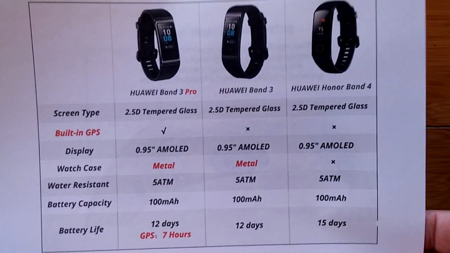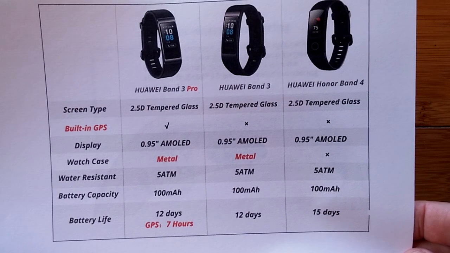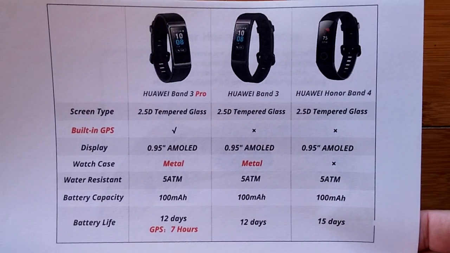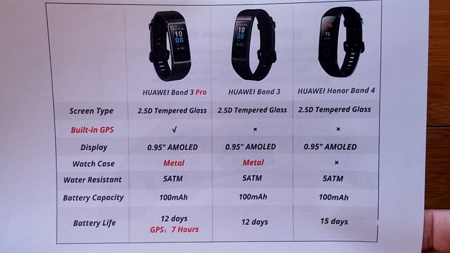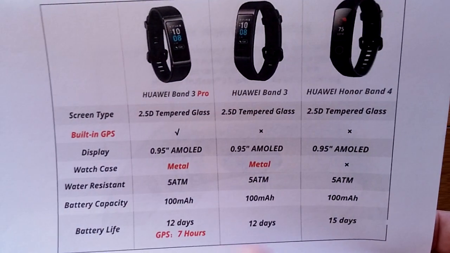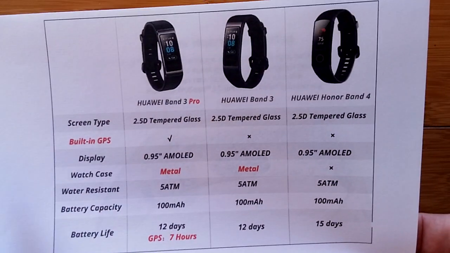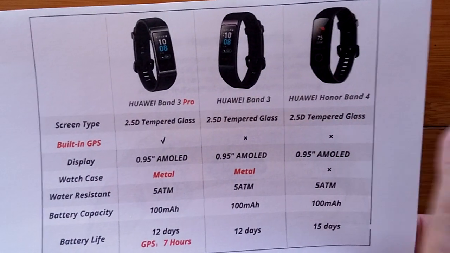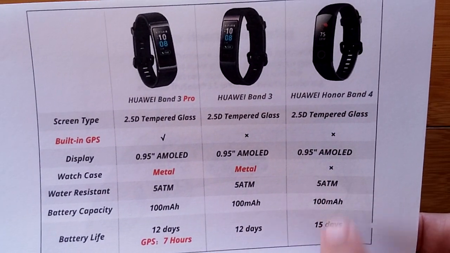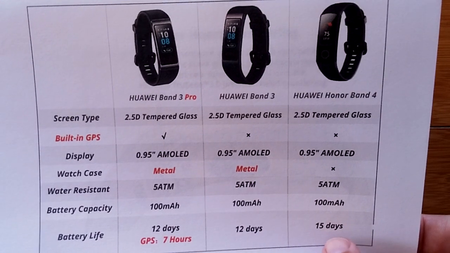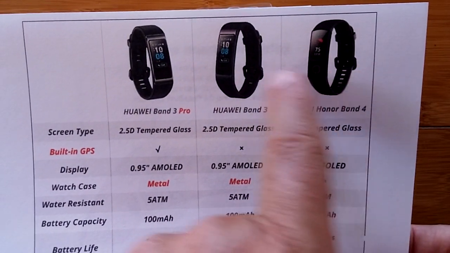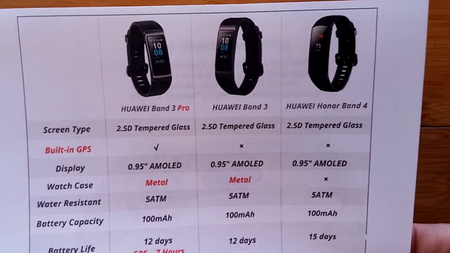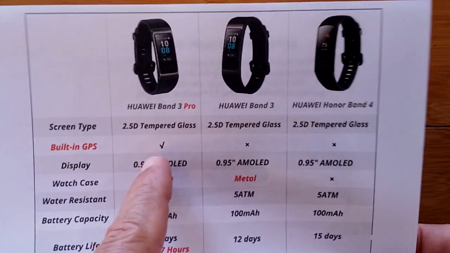Let's look at that chart to kind of compare it before we open the box. This is the Huawei Band 3 Pro. It compares to the Huawei Band 3 by having the built-in GPS. And its battery life is diminished when you activate it. There is a Huawei Honor Band 4 out there. They're not giving us a lot of details on it other than to say it's got a longer battery life than the other two. Looks like a much smaller display, though. Separate reviews on that one, and now we're talking about this one.